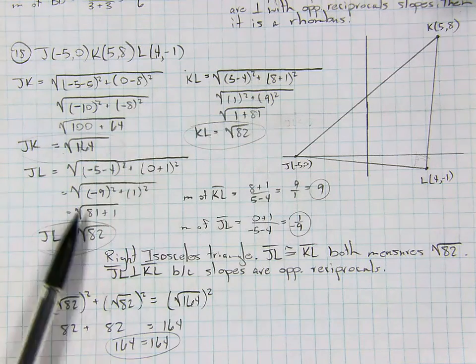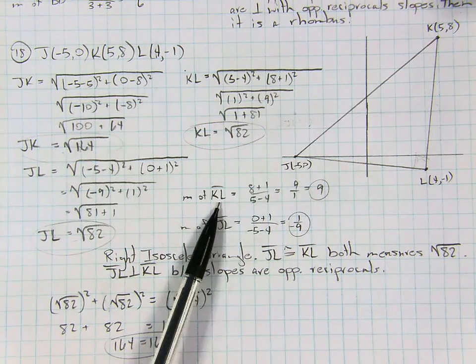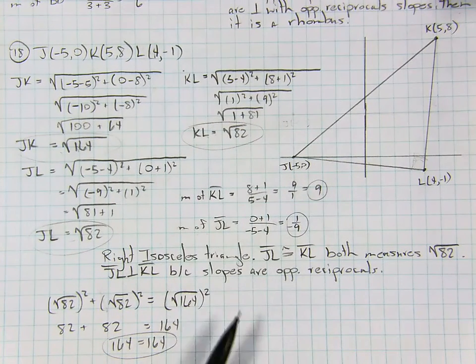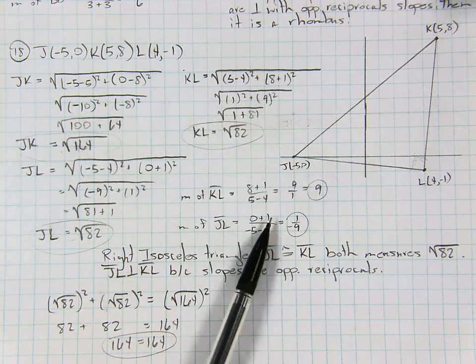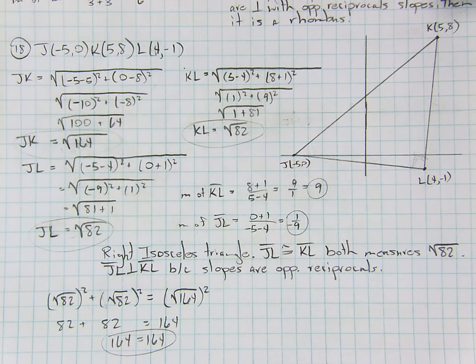Okay, so we check the slope of these two, KL and JL. The slope of KL, y minus y over x minus x, and I got 9. The slope of JL, y minus y over x minus x, I got negative 1/9. And those two are opposite reciprocals. 9 and negative 1/9 are opposite reciprocals.